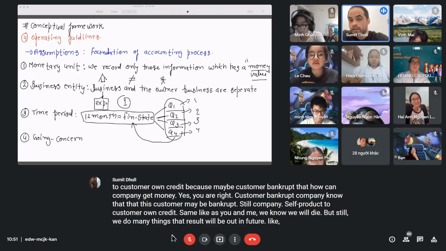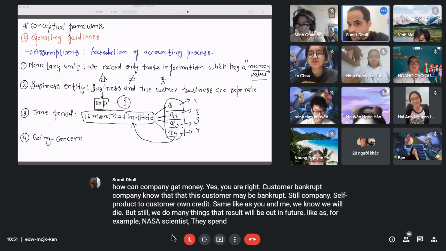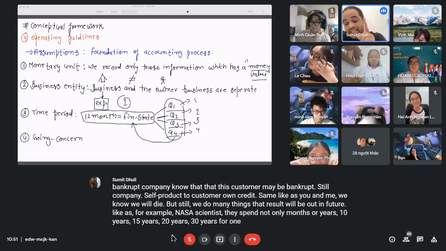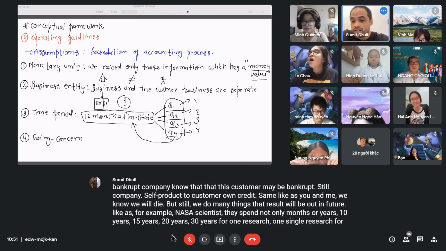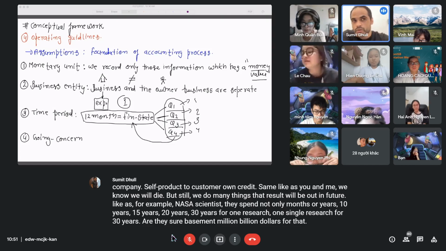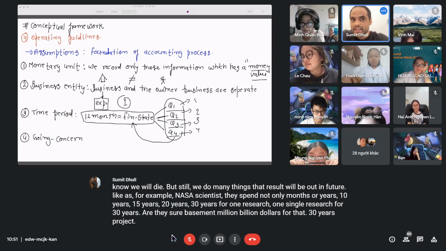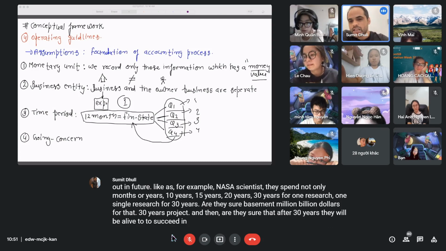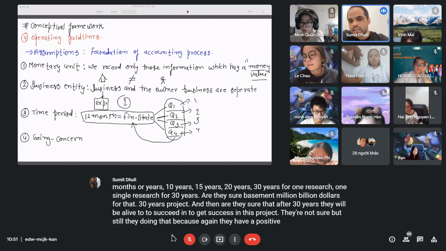For example, NASA scientists spend not only months or years, but 10, 15, 20, 30 years on one single research. Are they sure? They spend billions of dollars for that 30-year project. And are they sure that after 30 years they will be alive to succeed in this project? They're not sure, but still they're doing that, because again they have a positive mindset.